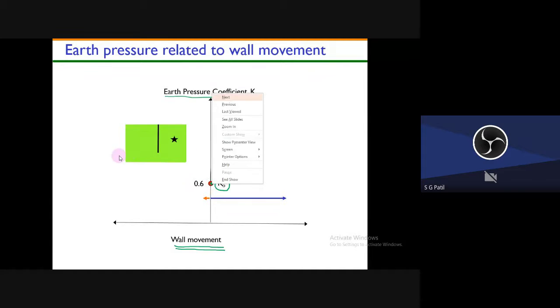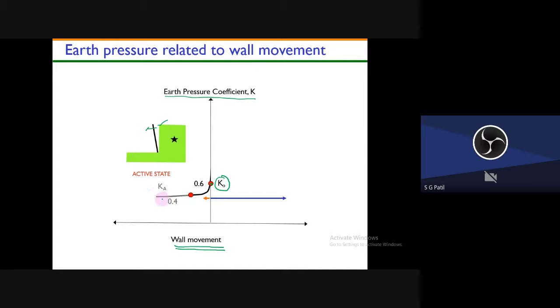Now what I will do, carefully observe the animation here. Now I have removed the soil here. This black line is my retaining wall. Now I have removed the soil. Once I remove the soil, the wall will start moving. Once the wall is moving away from the backfill, the soil pressure will be a little bit relieved, right? So that's why you see the pressure is decreasing here.